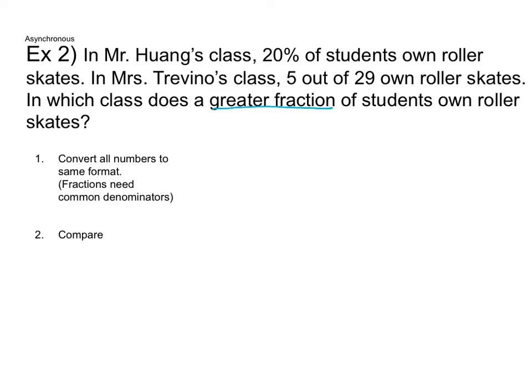So I need to first pull out my information here. I have 20% of students own roller skates, and then I have 5 out of 29 students own roller skates. The first step is to convert all numbers to the same format, and in this case, fractions. So I have 20%, and I have 5 out of 29. I have a percent and a fraction, and they're saying fractions. So for 20%, remember 20% means 20 out of 100, okay?